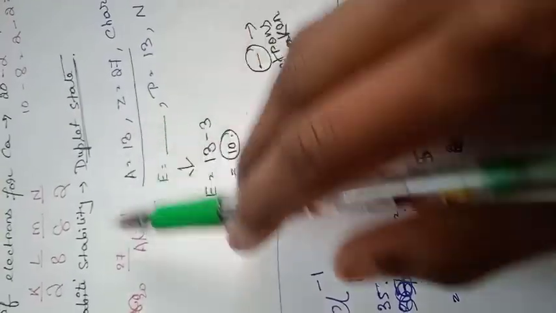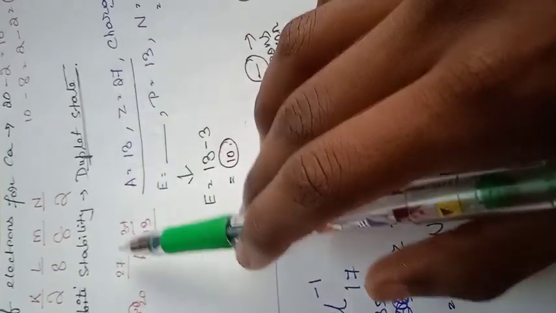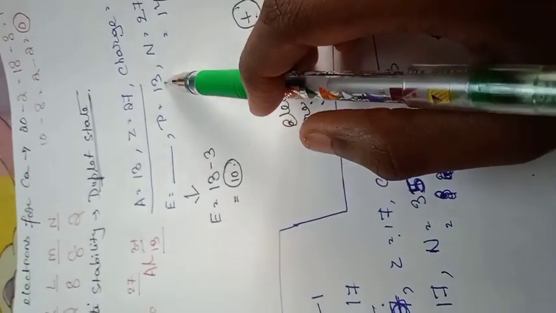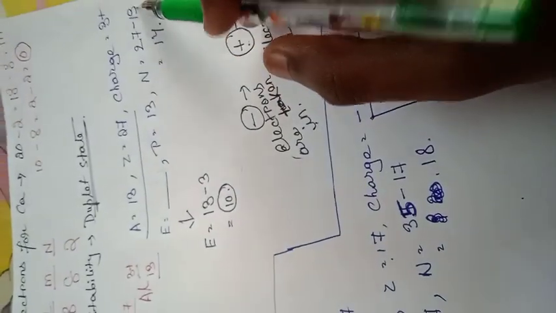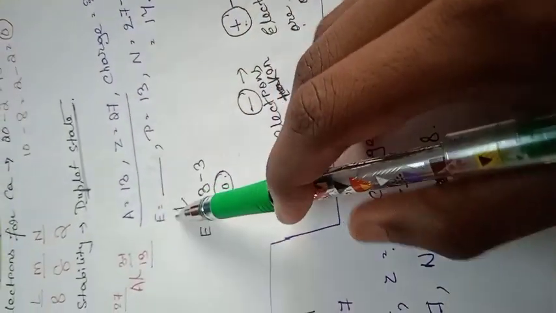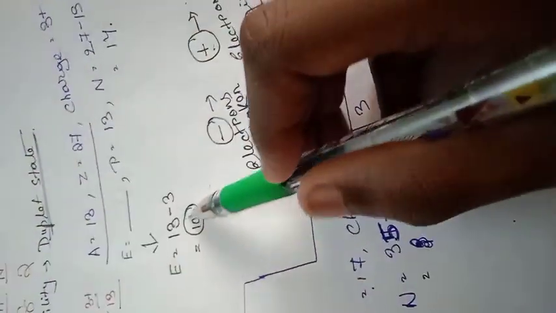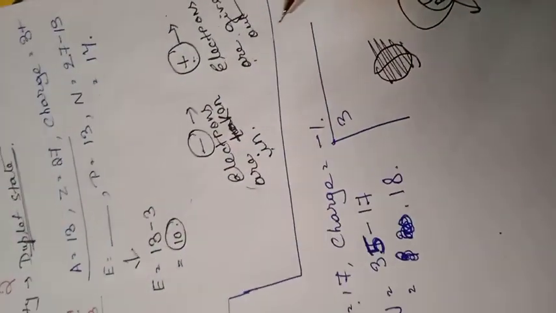Now let us take one more example, that is aluminium. A equals 27, Z equals 13, and my charge is plus 3. So protons will be 13, neutrons 27 minus 13, that is 14, and electrons will be 13 minus 3, because electrons are given out. Therefore, it will be 10. Already explained why it is given out.